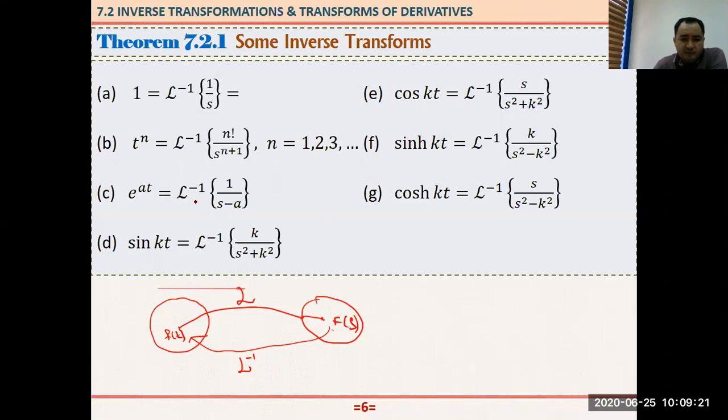That is, the inverse Laplace of 1 over s minus a is equal to e to the power at. For sine of kt, we know its Laplace transform equals k over s squared plus k squared, so its inverse is: the inverse of k over s squared plus k squared is equal to sine of kt. Then here we have cosine, here we have sinh of kt, and here we have cosh of kt.